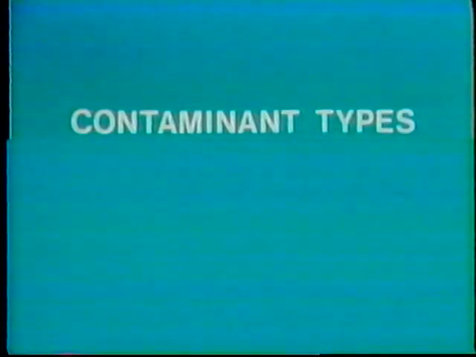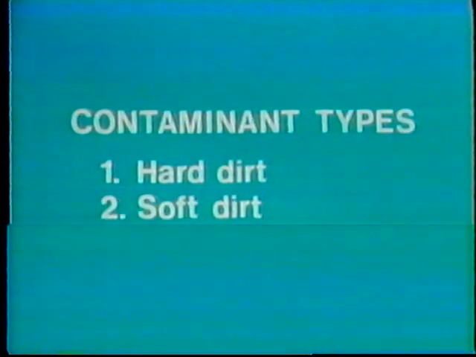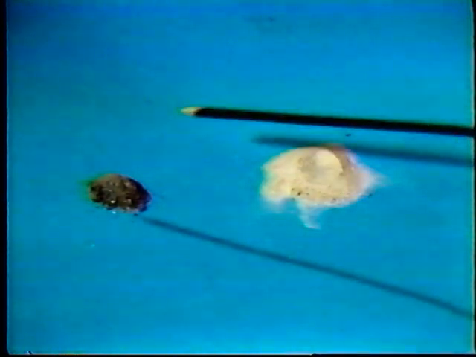The contaminants that can get into a system are divided into three main groups. They can be abrasive or hard dirt, soft dirt, and entrained liquids. Hard dirt may come from inside or outside the plant. A couple of the best examples are foundry sand and grinding wheel residue. If hard dirt gets into your system, it can cause faulty operation or premature component failure.